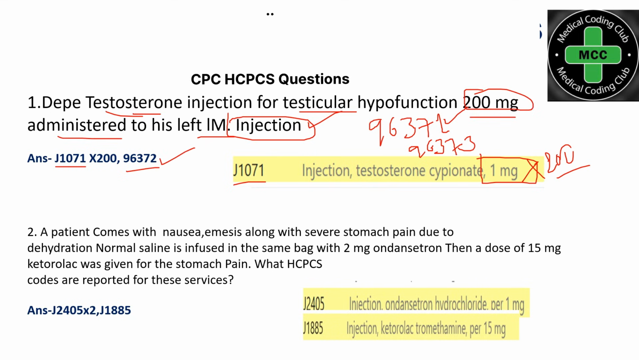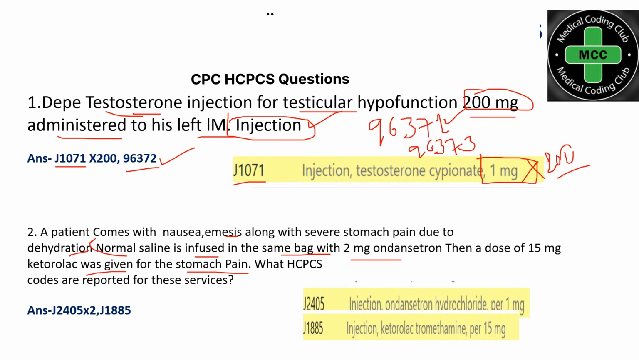Okay, next question. The patient comes with nausea, emesis, along with severe stomach pain due to dehydration. Normal saline is infused, and in the same bag a 2 mg dose of ondansetron, then a dose of 15 mg of ketorolac was given for the stomach pain. So here they have given two drugs: ondansetron, and also 15 mg of ketorolac.